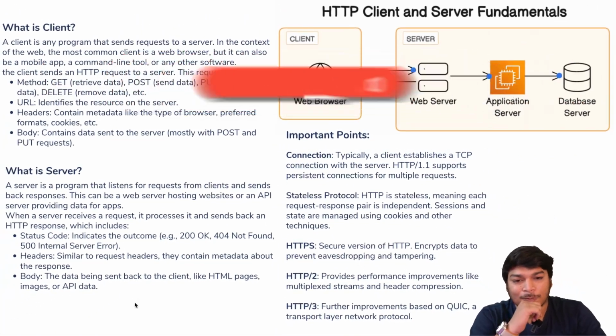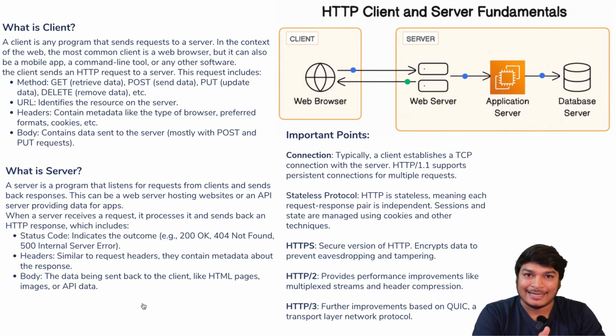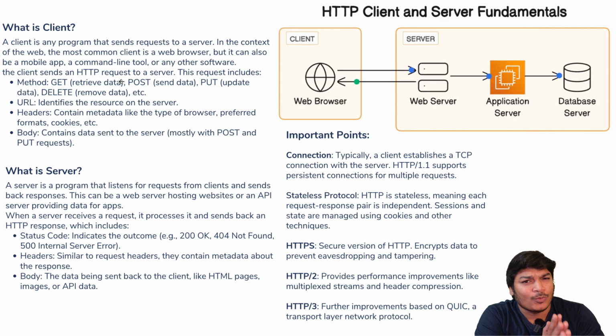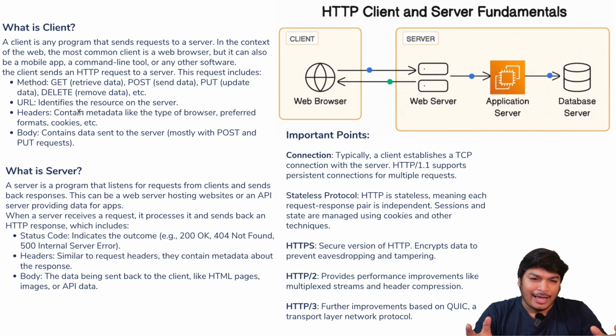Now the very first topic is exactly what is an HTTP client and what is the HTTP server. Okay, now what is the client? Now a client is any program that sends a request to the server. Now in the context of the web, the most common client is the web browser, but it can also be a mobile app or any command line tool or any software. Okay, now the client sends an HTTP request to the server, and what are the things this request might include?